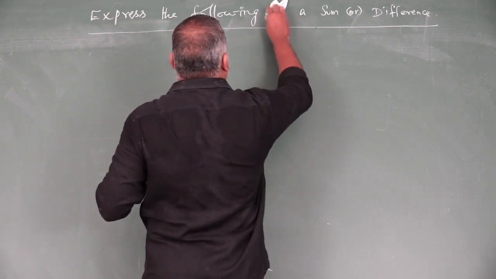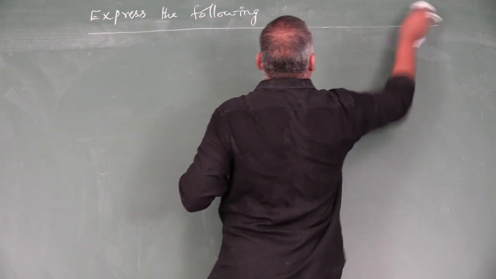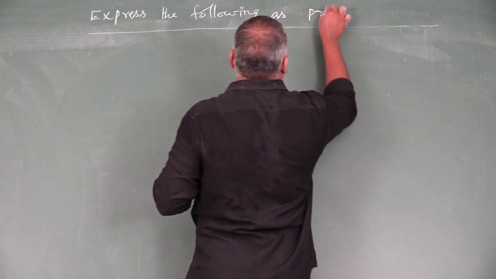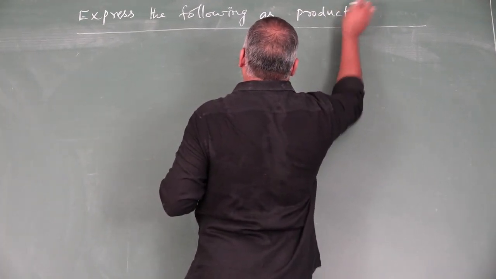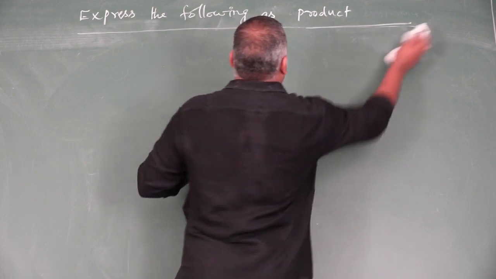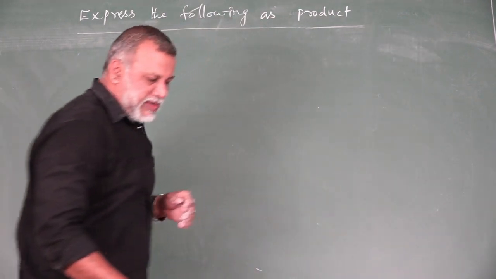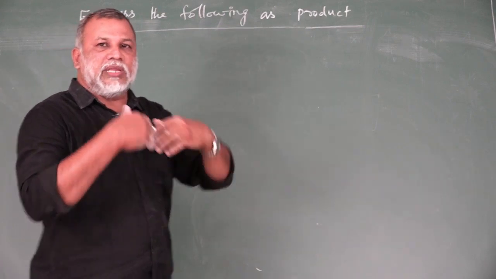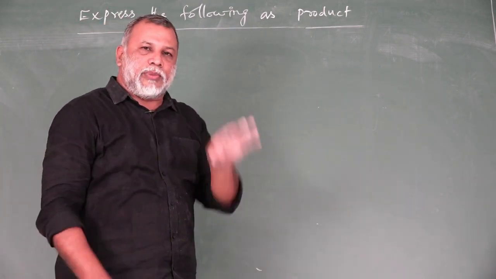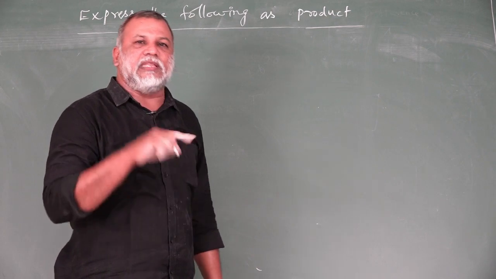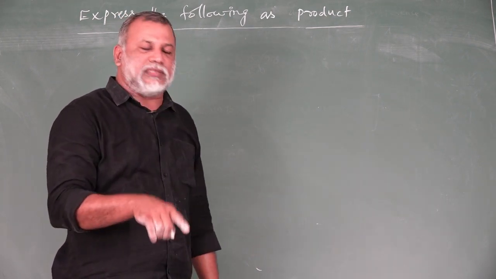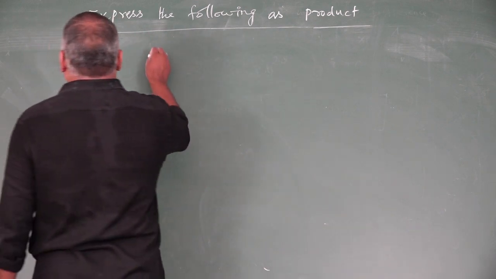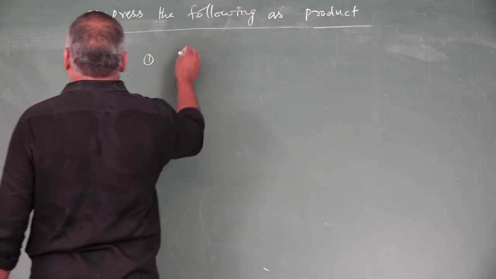In the same model, express the following as the product. This is the next model question. The first one was sum or the difference. Here, express the following as the product. Now the result must be in the form of product. Therefore the given is in the form of either addition or subtraction. Now see question number 1 in this model.